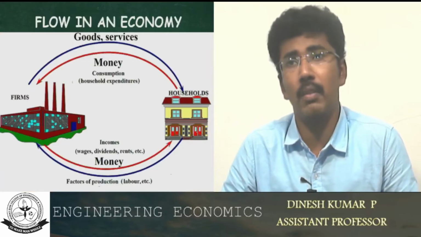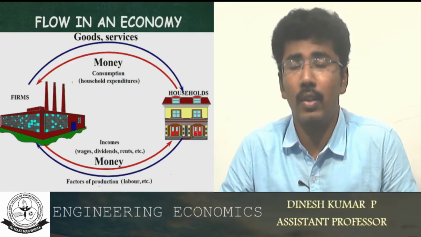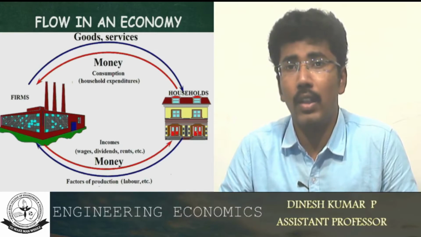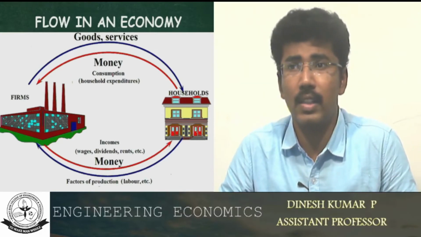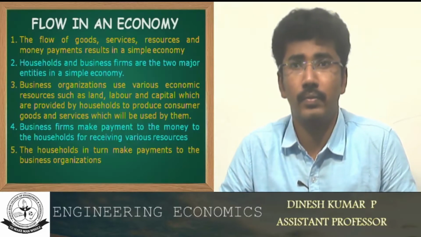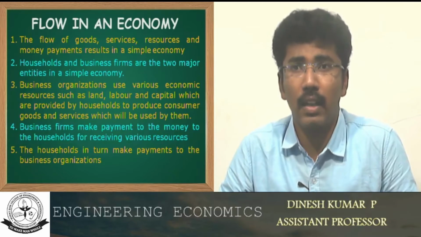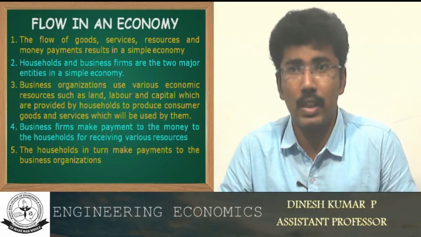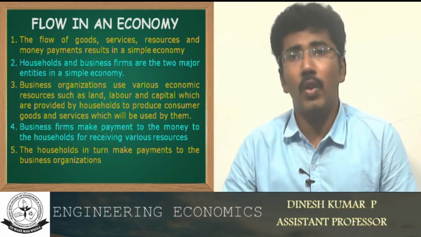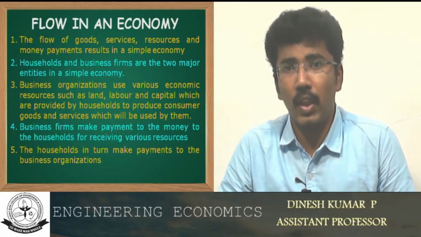Next topic is the flow in an economy. In this flow in an economy, we have two entities. The first one is the firm or business. The second entity is the household. The flow of goods, services, resources and money payments results in a simple economy. Households and business firms are the two major entities in a simple economy.